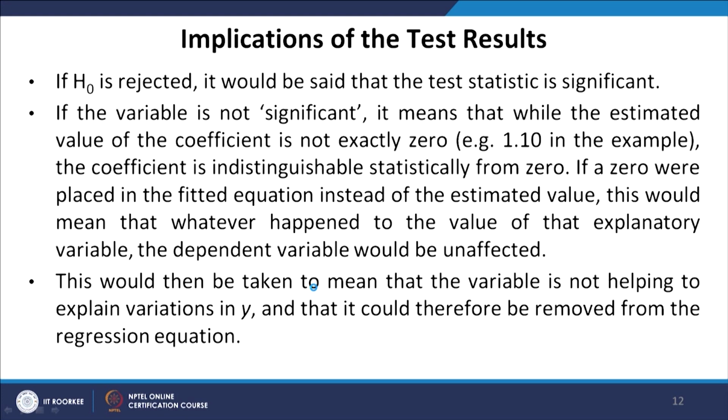If a 0 were placed in the fitted equation instead of the estimated value, this would mean that whatever happened to the value of that explanatory variable, the dependent variable would be unaffected. This would then be taken to mean that the variable is not helping to explain variations in y, and that it could therefore be removed from the regression equation.